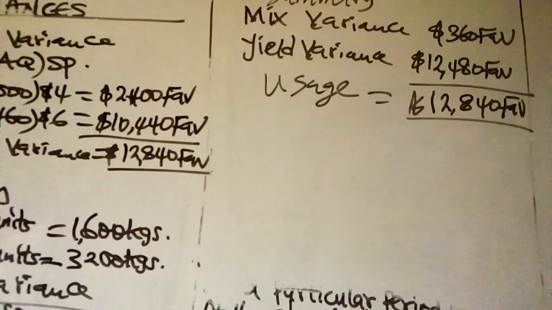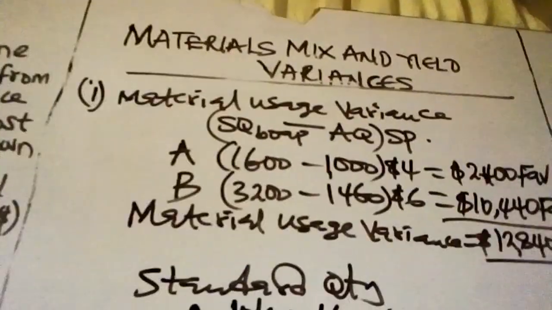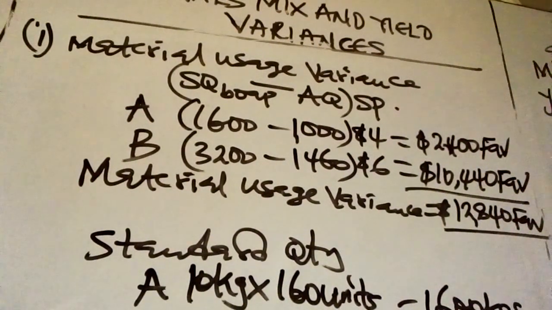Now let's compare it with our material usage variance from our earlier calculation. Material usage variance, we got 12,840, which agrees with what we have. So that is material mix and yield variance.